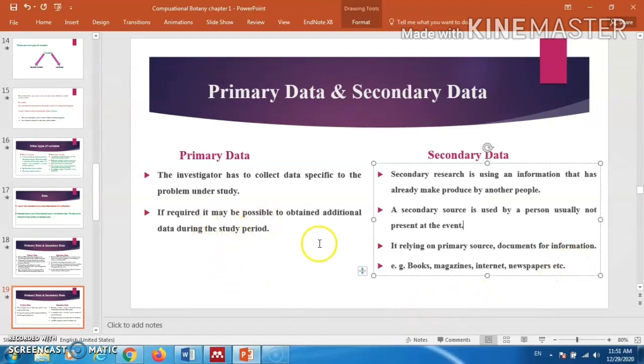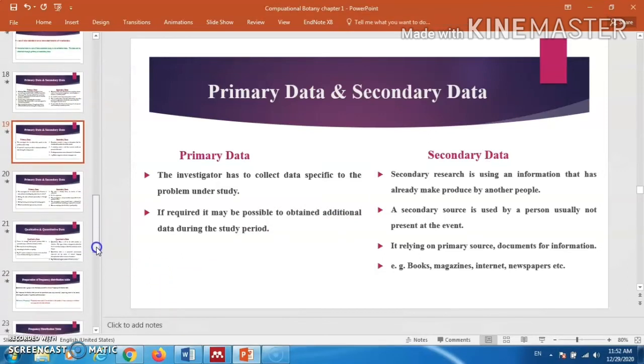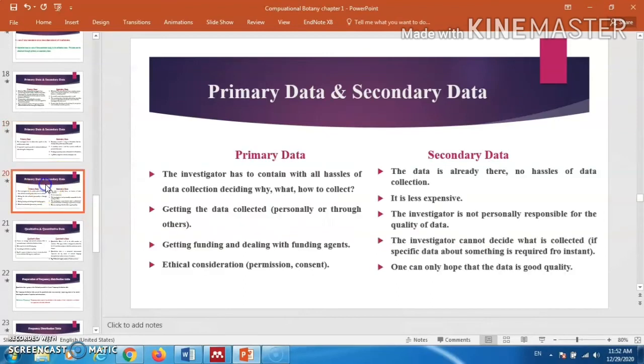So, in the case of primary data, if required, it may be possible to obtain additional data during the study period. It means you can find some more information related to the primary data. One thing you should keep in mind is that while you are doing any scientific research, there is no value for secondary data.